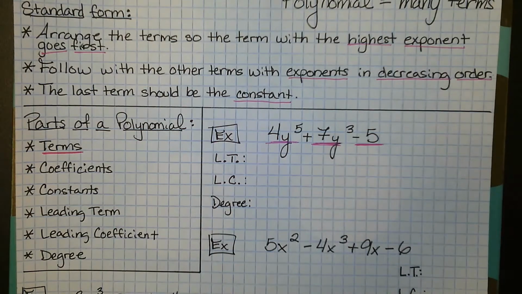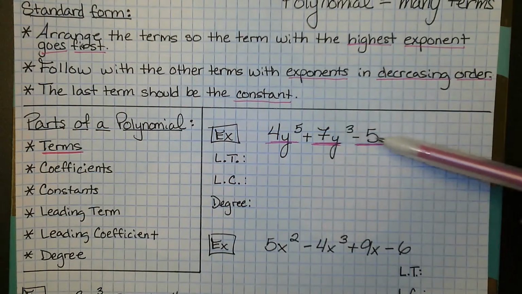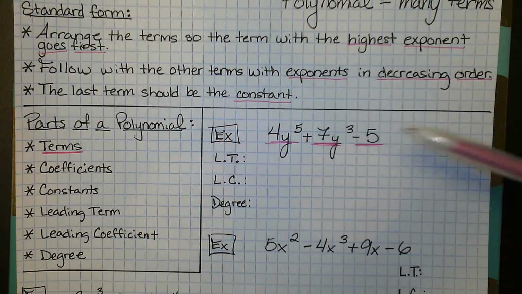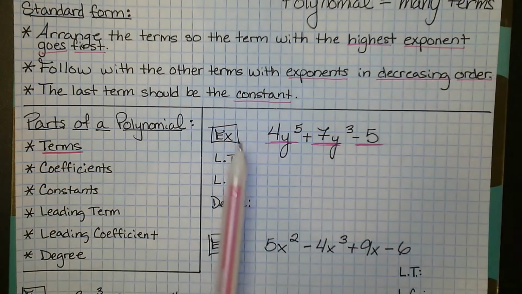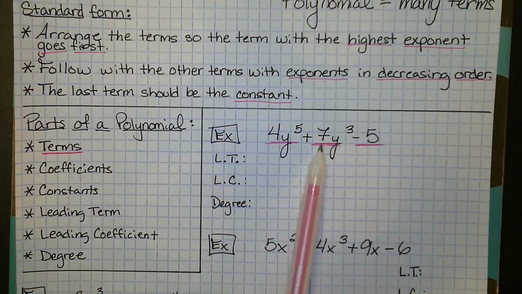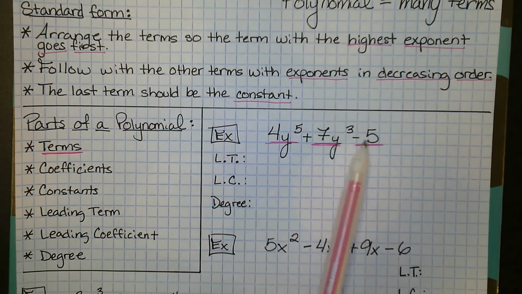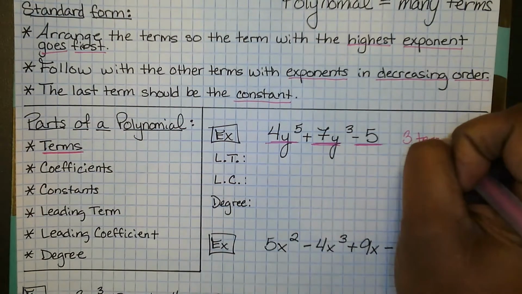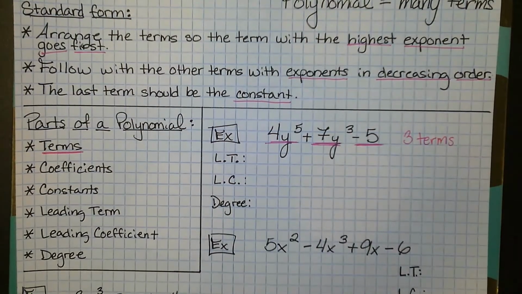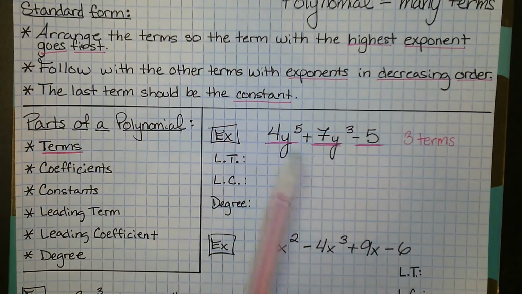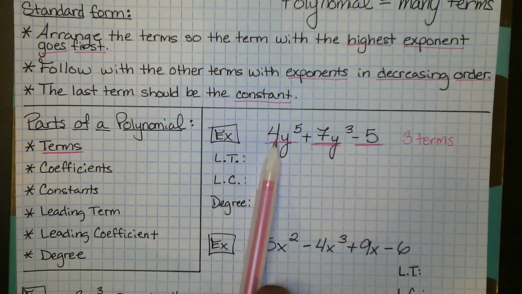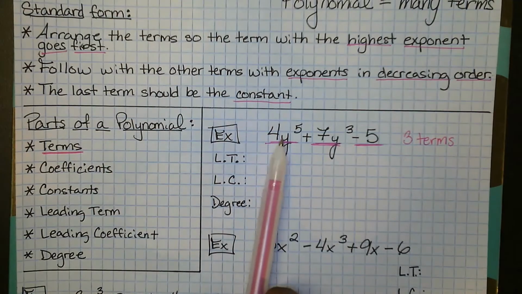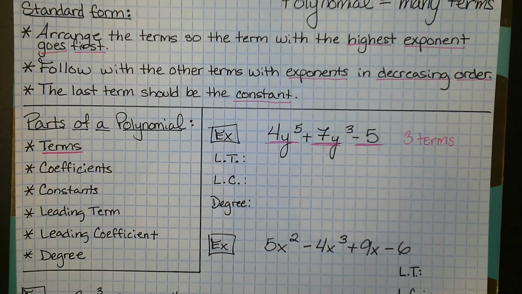So I would like to say that terms are separated by addition and subtraction. So once you see a plus sign, that's the start of a new term. Or when you see a minus sign, it's the start of a new term. And terms are held together through multiplication and division. Like the pieces of this term, this is 4 times y raised to the 5th power. So that multiplication is holding the coefficient and the variable together.